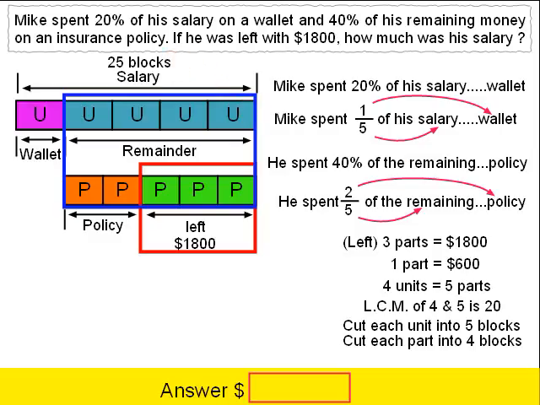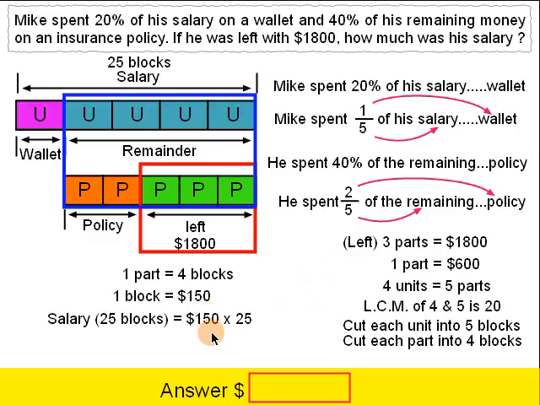Now we have to find what 1 block is. We know that 1 part is equal to 4 blocks as we cut, and 1 part is equivalent to $600 as we calculated. Therefore, $600 is equal to 4 blocks, and 1 block will be $600 divided by 4, which is $150. We are supposed to find his salary. His salary is a total of 25 blocks. So we take $150 multiplied by 25, and you get $3,750. So his salary was $3,750.